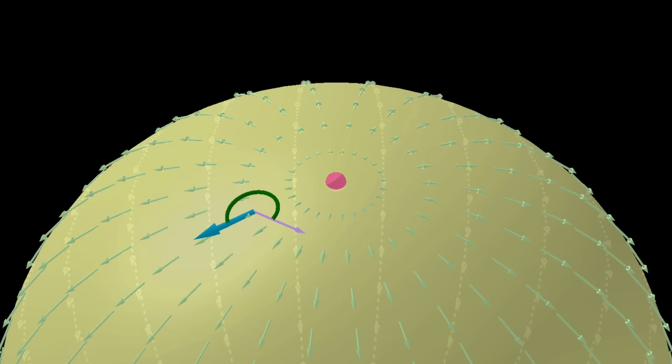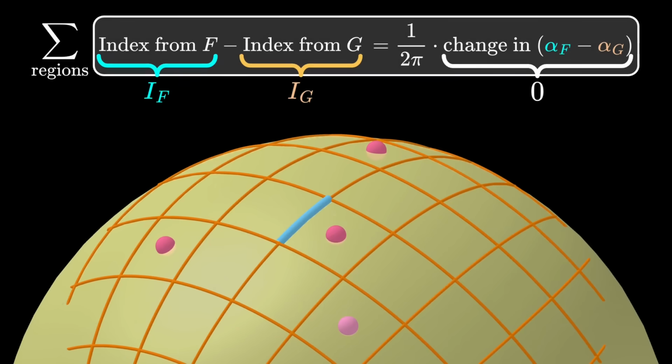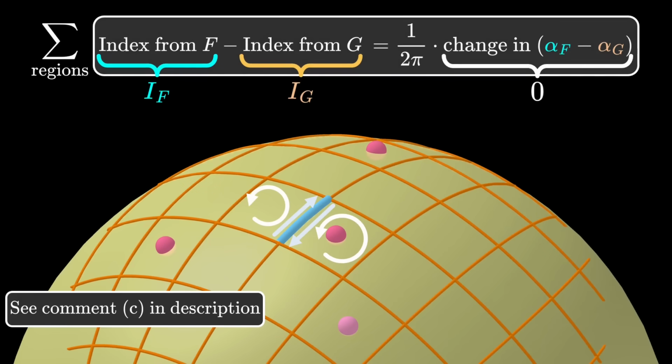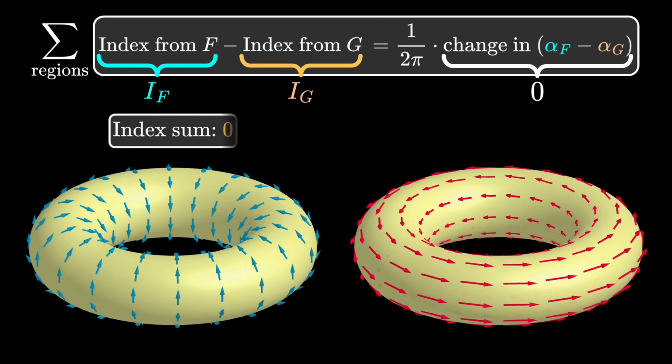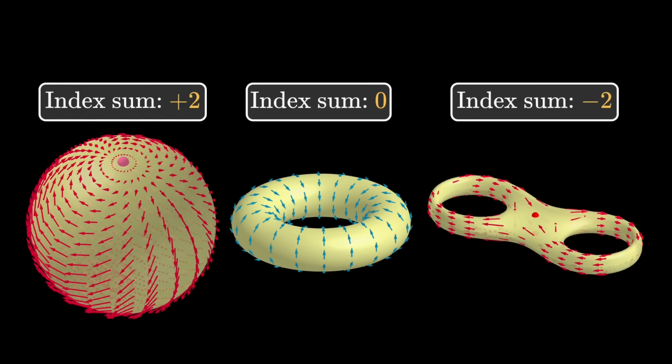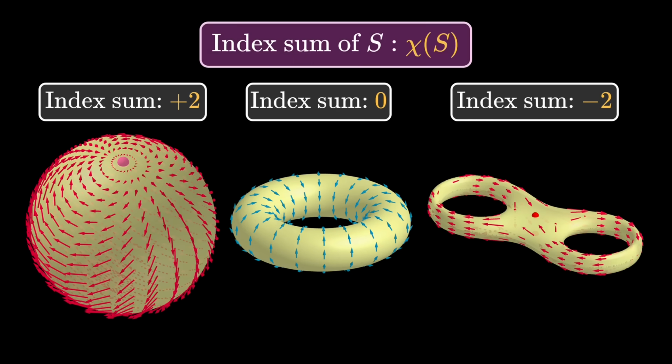After all, the way that we define an index extends to all surfaces. Even the argument that two vector fields have the same index sum doesn't depend on the surface being a sphere. So if we're on, let's say, the torus, any two vector fields also have the same index sum. It's just that this time, the index sum on the torus is 0. You can play the same game for other surfaces too, and you might notice a pattern. The index sum is actually the Euler characteristic of the surface.